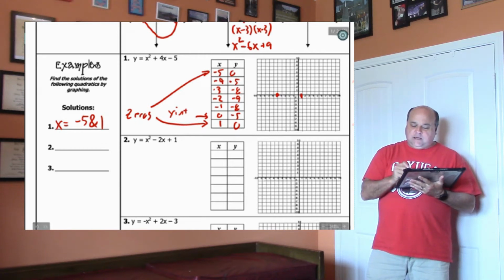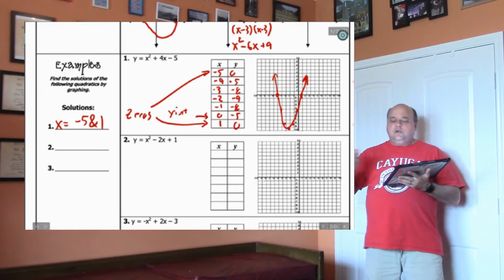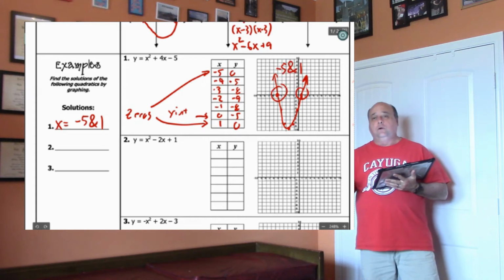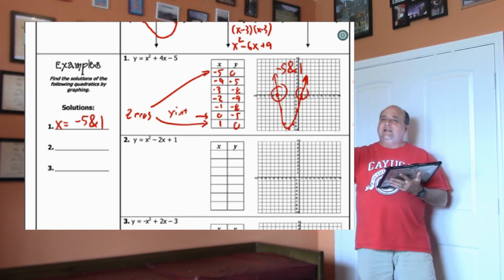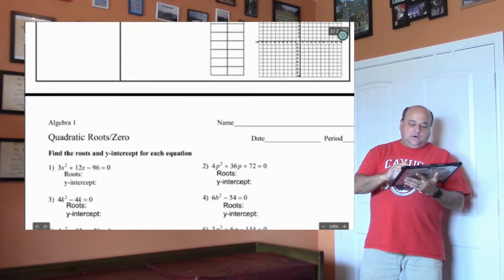The vertex is at -2, -9. And then remember that pattern, over 1, up 1, over 2, up 4. That's always going to work. So right here, and the parabola would look like this, wouldn't it? Okay, so all we're wanting is this point and this point, which is -5 and 1. Those are your zeros, aren't they? Piece of cake. All you got to do is grab these, hit Control-T, and copy down the table. Piece of cake, okay? Let's go to the next one.